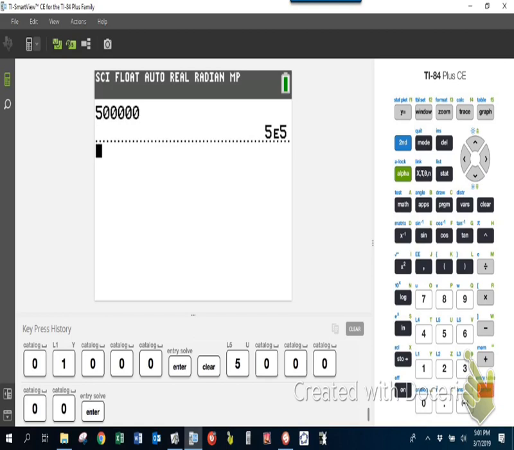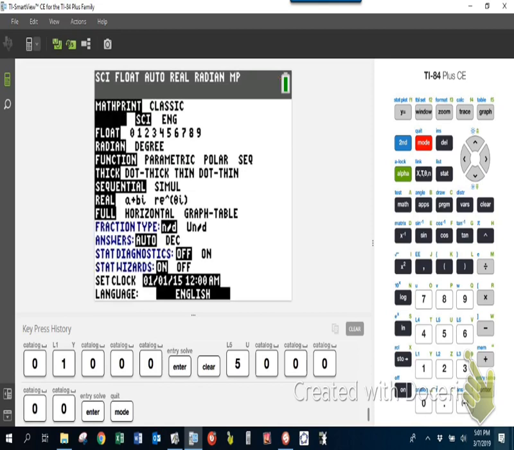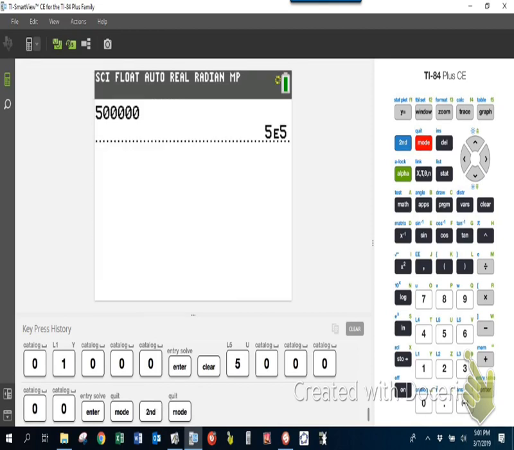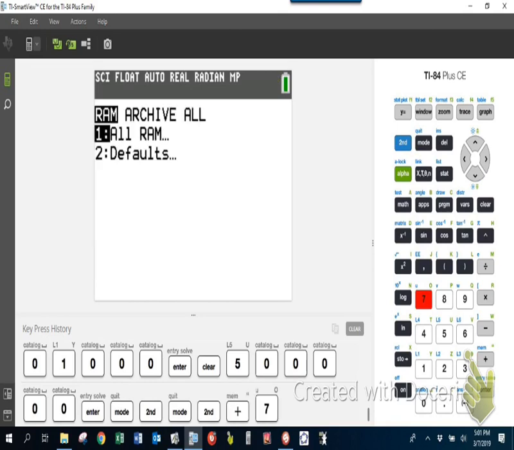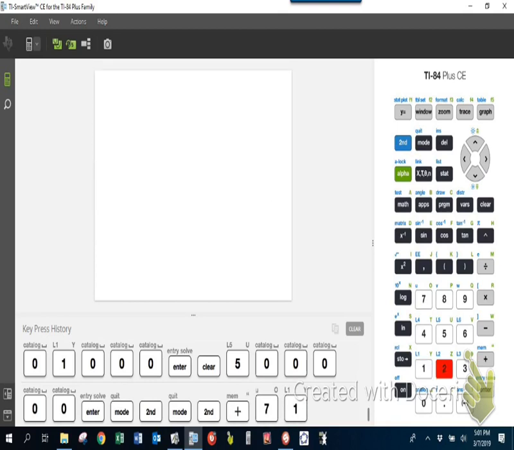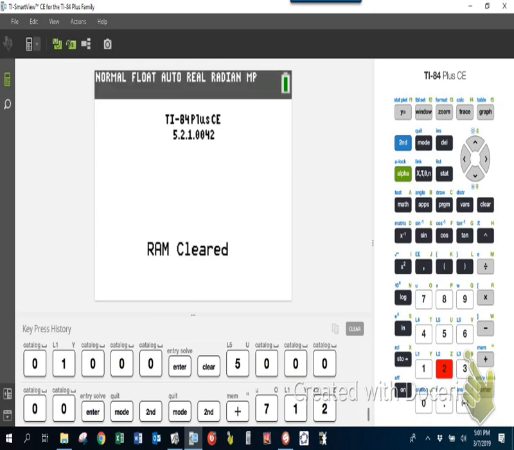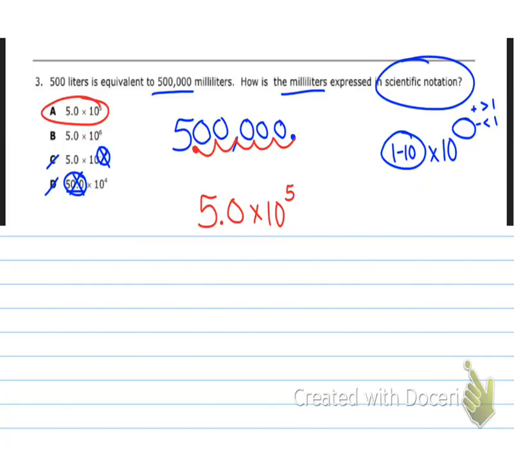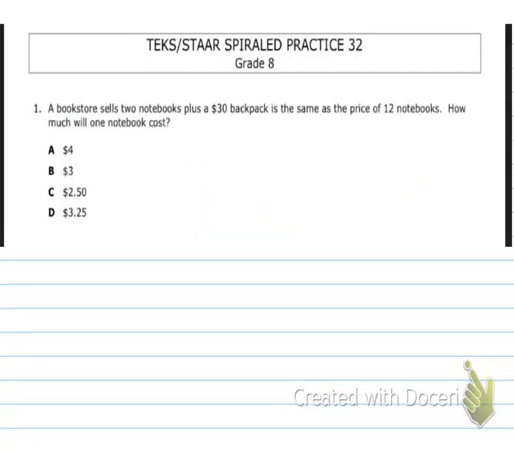Just make sure that when you're done with scientific mode, and it'll say here on top that it's in scientific mode, make sure that you go back and change it to normal. If you forget though, and all else fails, just reset your calculator. Second, plus, 7, 1, 2. And then that'll take care of it. And on the top of my calculator will say normal again. All right. Yep, that was the last one there. Okay, so let's go ahead and move on.